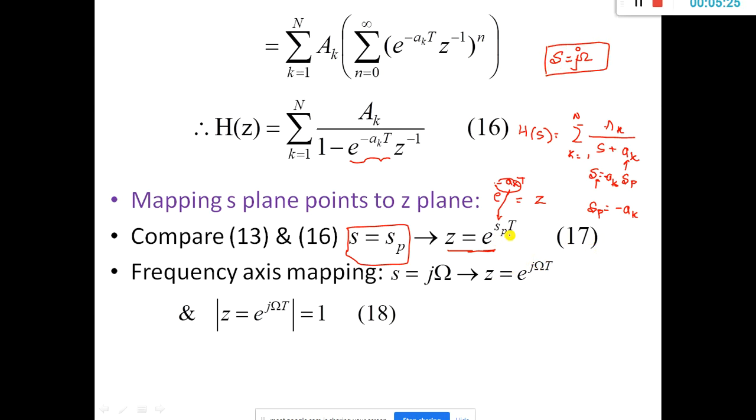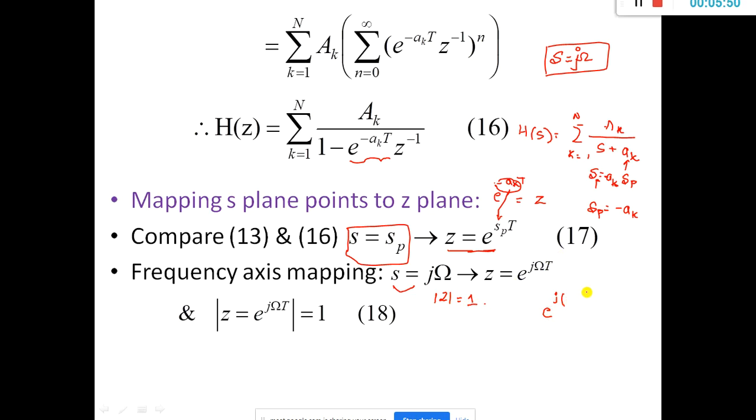Similarly, coming to this, because I need the frequency component here basically, where is my frequency component present? It is present in this, right? So again, I replace it with e to the power of j omega T. Now observe carefully. We say that mod of z is equal to 1. So why is mod of z equal to 1? That is a very important point here.